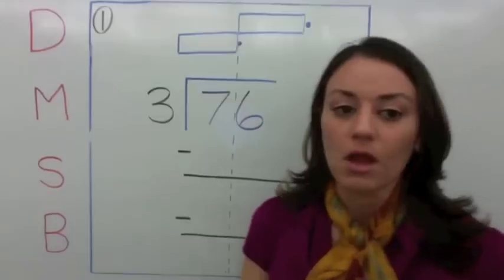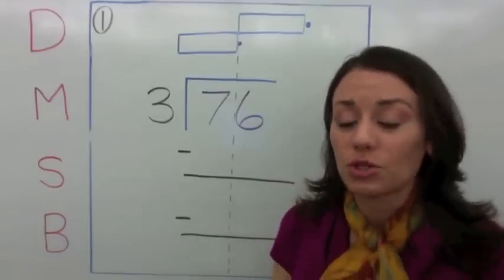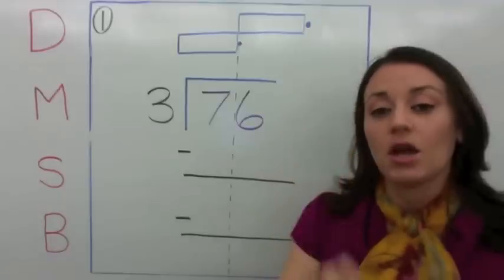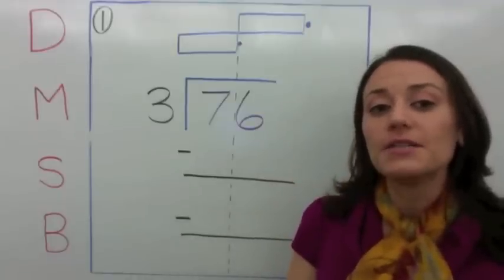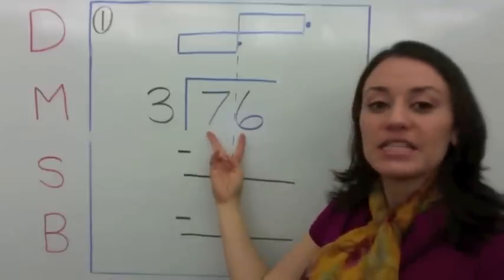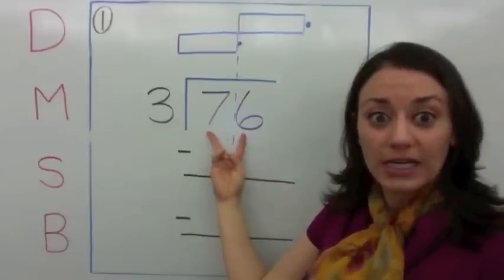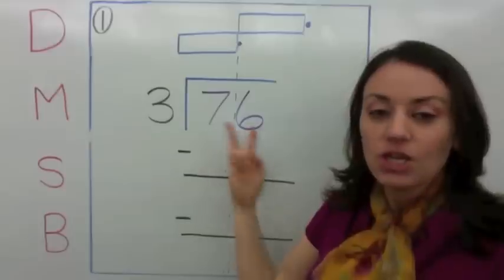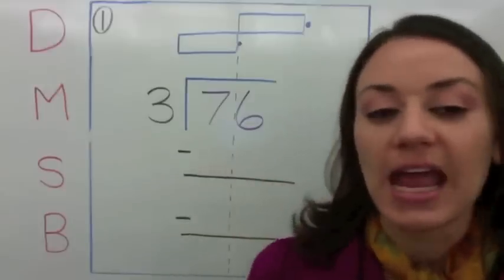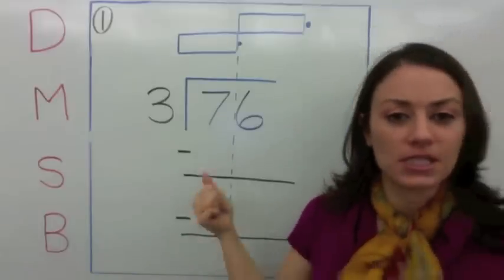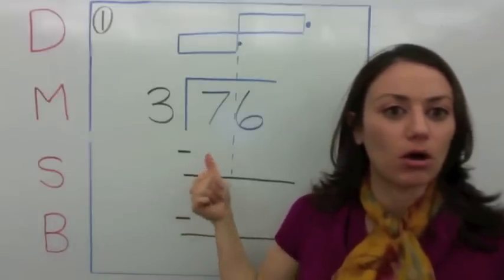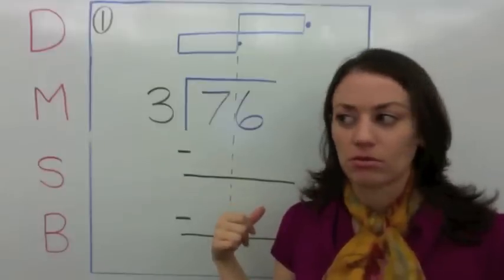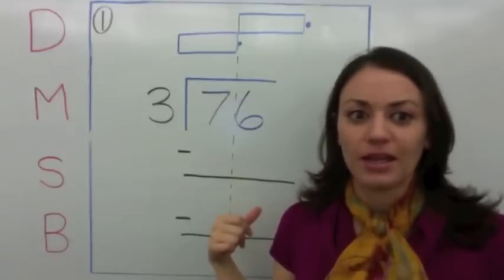Very good. Okay, so today we're going to solve two-digit long division problems. Look at the number that's in the dividend. How many digits is this? It's 2, right? This says 76. So we're working with bigger numbers. Would it be difficult to skip count by 3 all the way to 76? It would take some time, right?